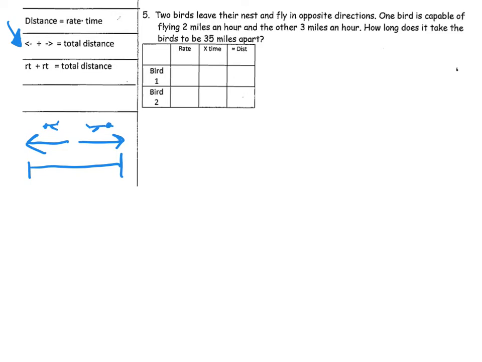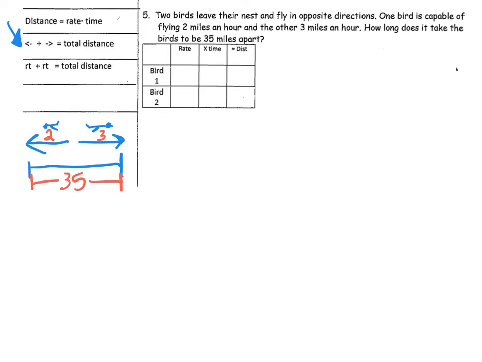1 bird goes one direction. Let's draw the picture. And flies 2 miles an hour. The other bird goes the other direction and flies 3 miles an hour. I want to know when they're going to be 35 miles apart. Okay? So a chart is the best way to organize your info.